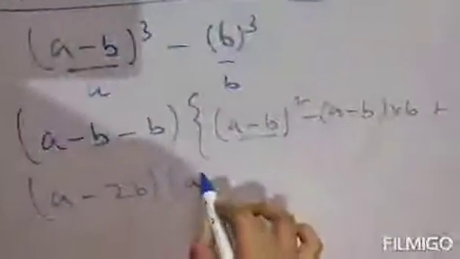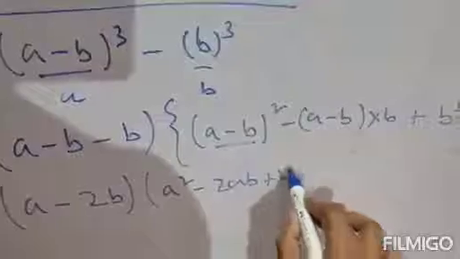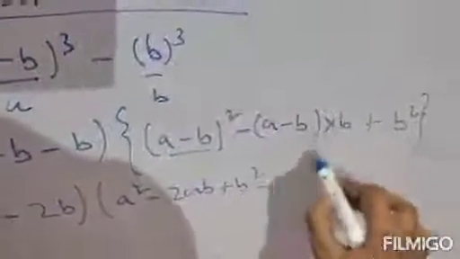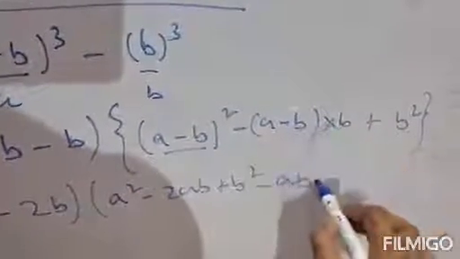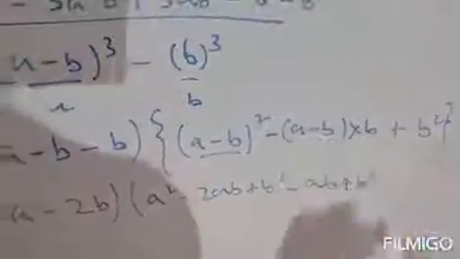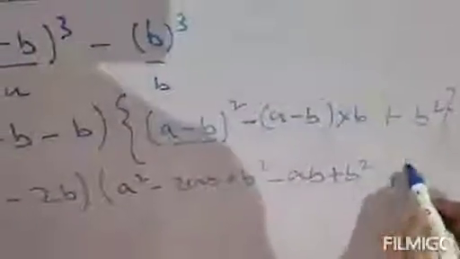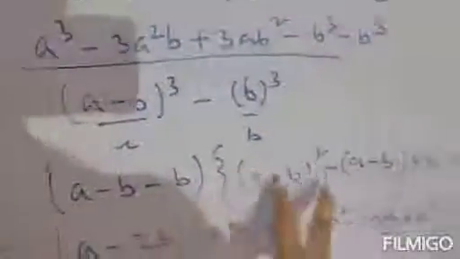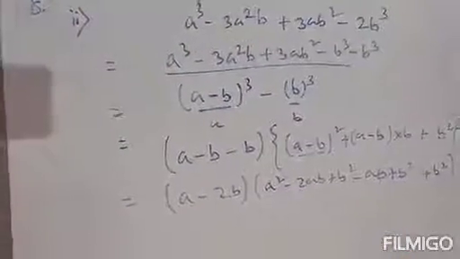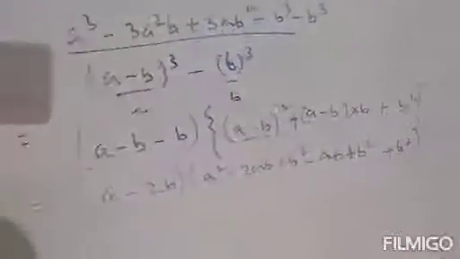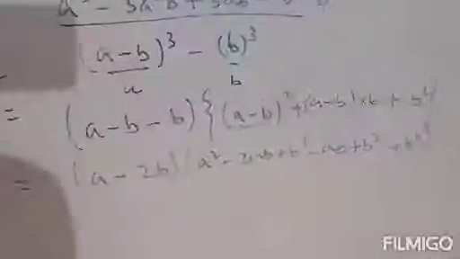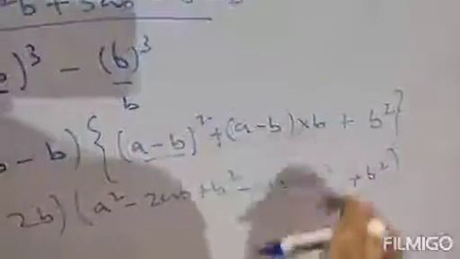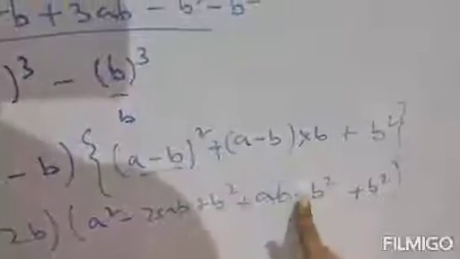A minus b whole square means a square minus 2ab plus b square. Just multiply this, a into b, ab, and minus plus. This is minus and minus plus, so plus b square. Clear? The formula of a cube minus b cube is a minus b into a square plus ab plus b square. So the formula here will be plus. So a minus 2b, a square minus 2ab plus b square. If you multiply, plus ab, this will be plus ab, and plus minus, this will be minus b square.